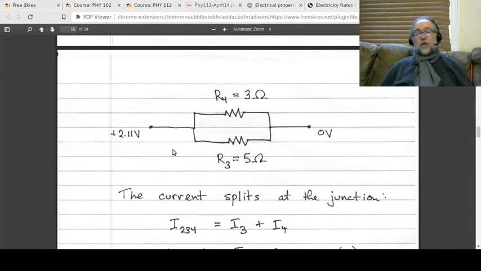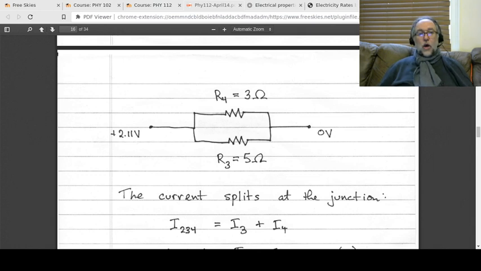So what I drew, and I didn't even draw the current there because it's not that important, but the voltage drop across R34, we just calculated that. That's 2.11 volts. Okay, so this is just part of the circuit. It's not the whole circuit. It's just that R34 being taken apart into R3 and R4.